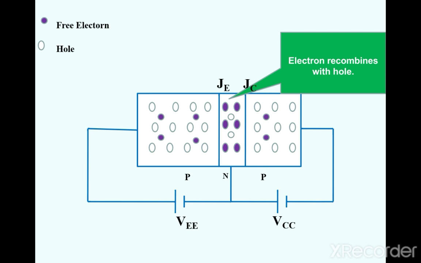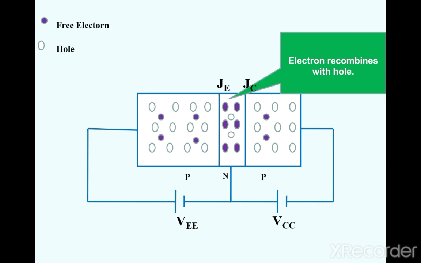The base region is lightly doped, so the depletion region in the base is thin. Because it is lightly doped, the majority carriers in the base are electrons, and there are fewer electrons present. Due to this, the current flowing in this PNP transistor is due to majority carriers only.